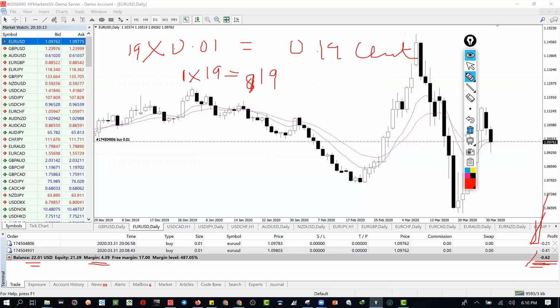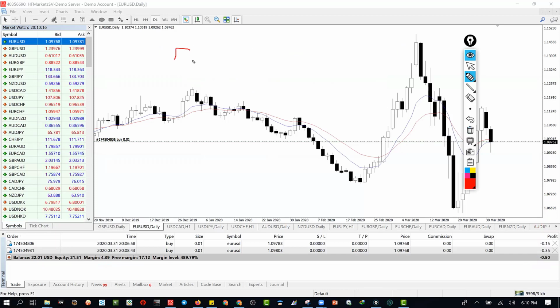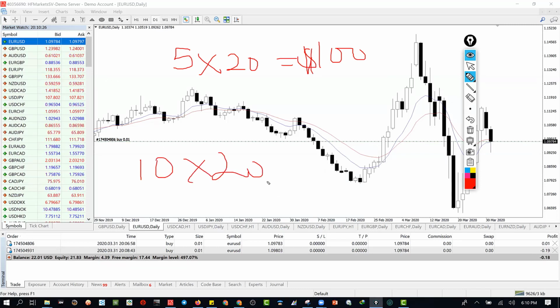Yes. So if you take maybe 5 lots, and maybe the spread is 20, that will be 5 times 20, so the cost is $100. If you take 10 lots, that will be 10 times 20, that will be $200. For $10,000 worth of trade, you are being charged $200.